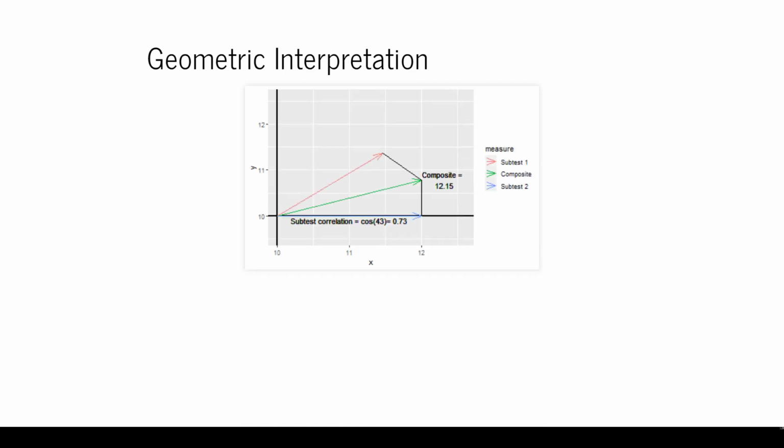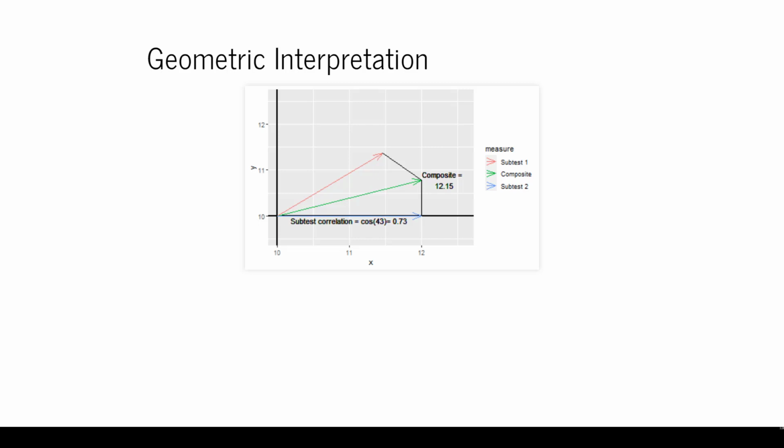Okay, and looking at our same example of the figure, ground, and form completion, where we looked at the correlation of those subtests as 0.73 when we calculated them in the index score, we could solve for that 0.73 and find the angle that equals. That would be the inverse cosine of 0.73. We find that's a 43-degree angle, and we could find out what the composite value is.